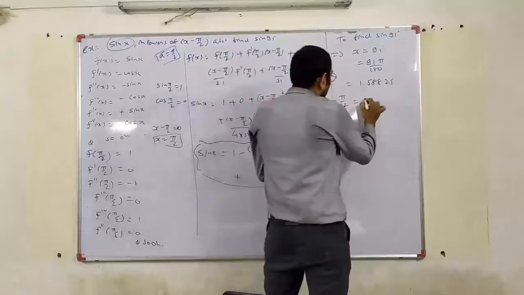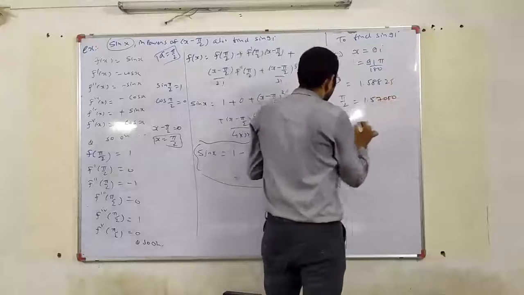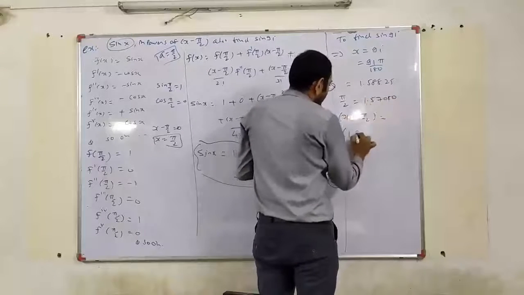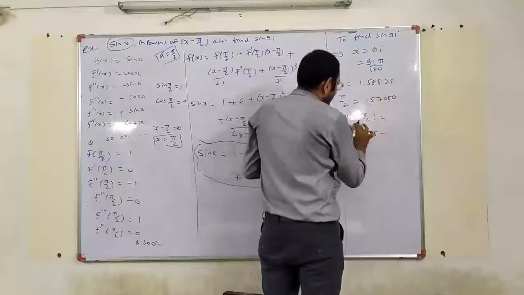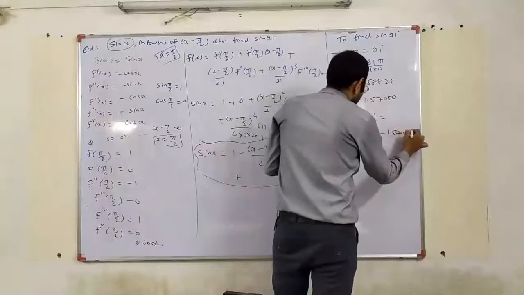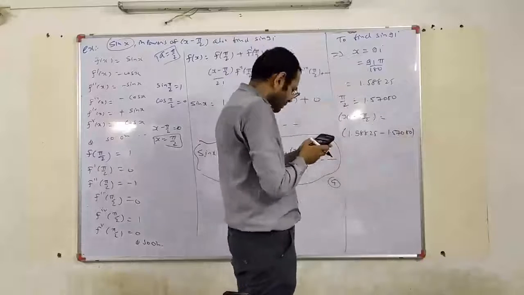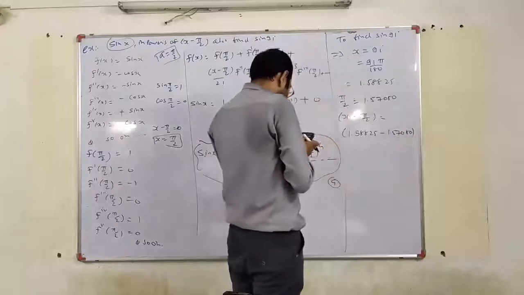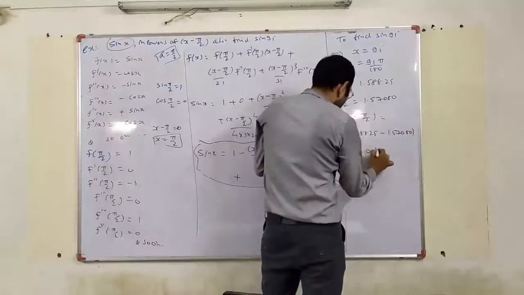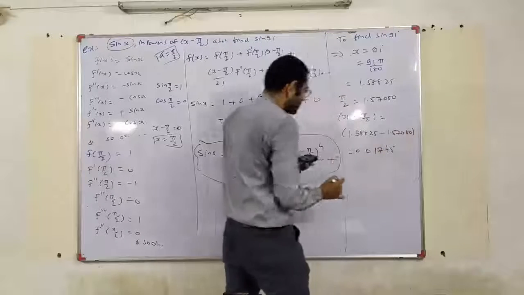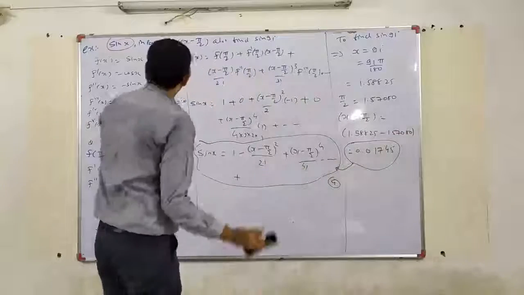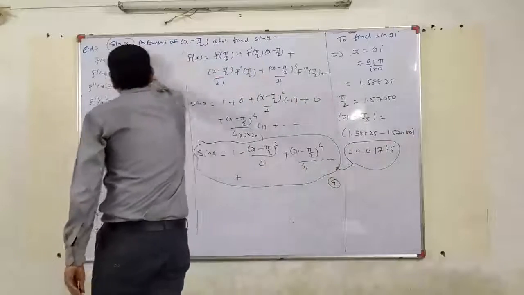Here pi by 2 gives 1.57080. Then here we require x minus pi by 2, that is 1.58825 minus pi by 2, that is 1.57080. Subtraction of this term, then we get 0.01745. Then substitute this value in this equation and we get the value of sin 91.